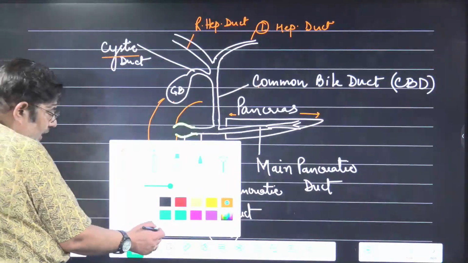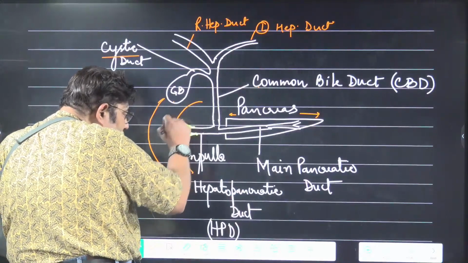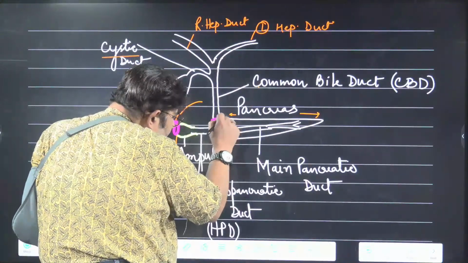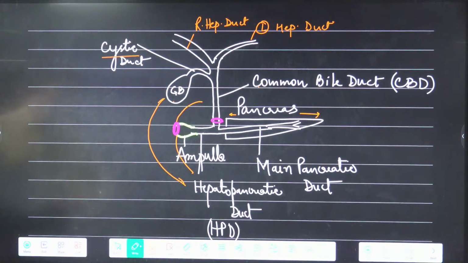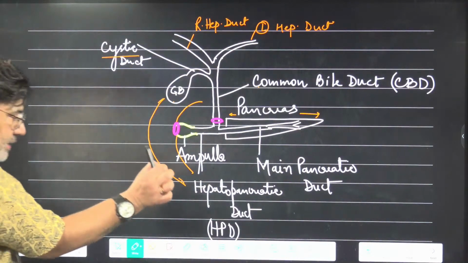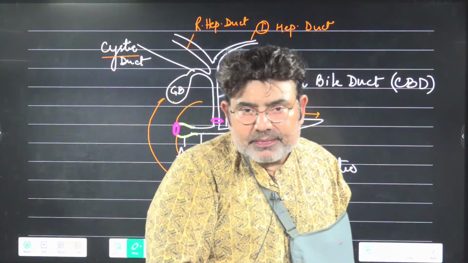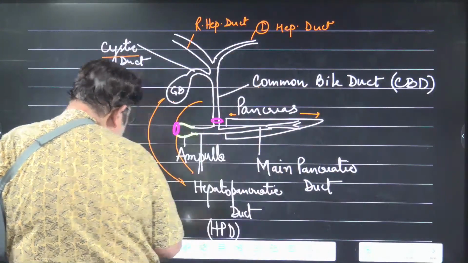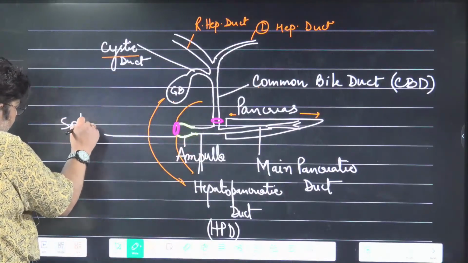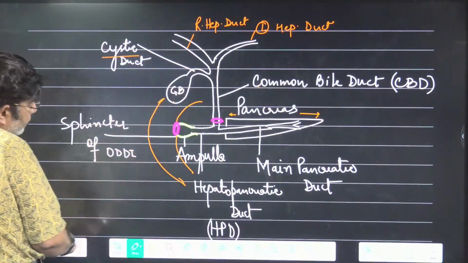And you know, it is wider, no doubt, but there is a band of circular muscles found here, another band of circular muscles found here. So two bands of circular muscles are found, one at the opening of the ampulla and one at the end of the common bile duct. You know that these bands of circular muscles are called sphincters. It is a sphincter, okay? The name given to this sphincter is sphincter of Oddi. Just remember the name, sphincter of Oddi.